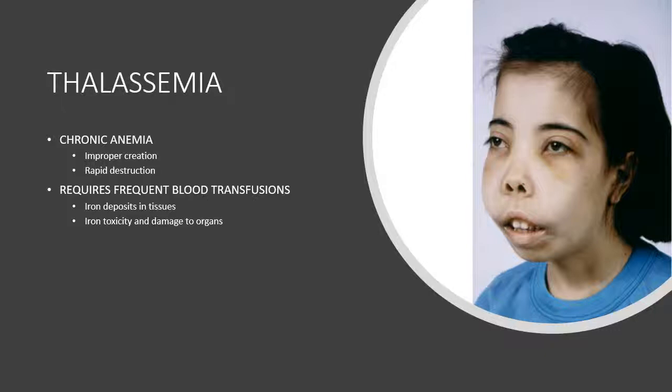Splenectomy also may be used as a therapeutic measure to help slow down the destruction of the red blood cells. And this is a chronic disease. It doesn't get any better. So really good emotional care and helping the child and the family cope is important as well.